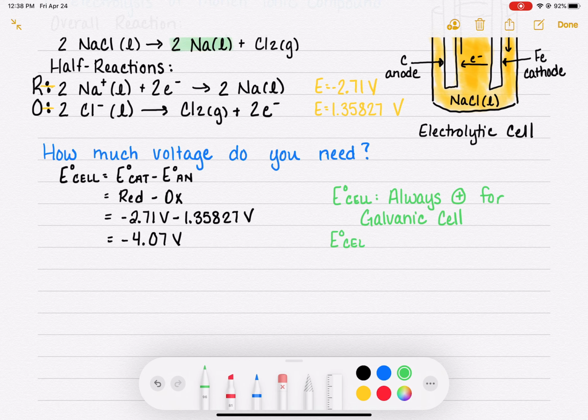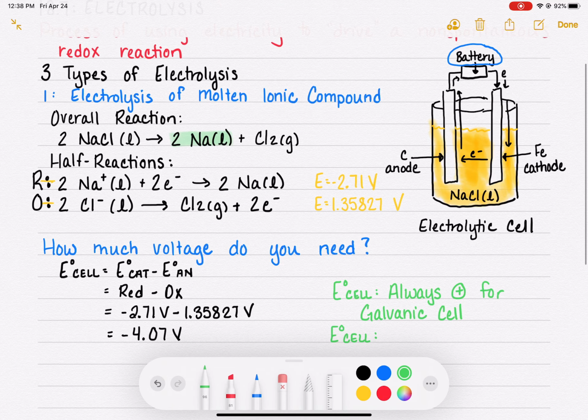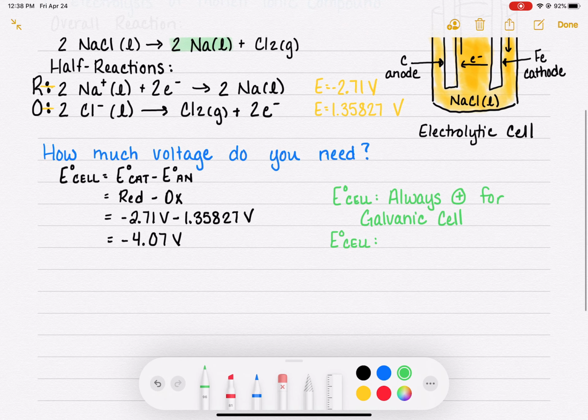In an electrolytic cell, you are forcing the electrons to go in the direction that they don't want to go. That's the purpose of the battery. That's what we're doing with the battery. We are making electrons move in the wrong direction. So for an electrolytic cell, the voltage is always going to be negative. It is always a situation where we are forcing electricity into the cell.